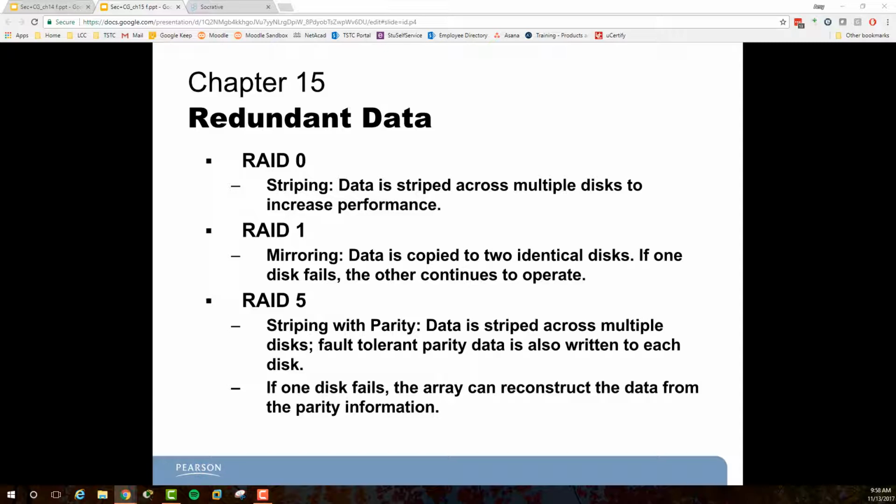RAID 1 is mirroring, so that would be two 500 gig hard drives, and whatever changes are made on one are made to the other.